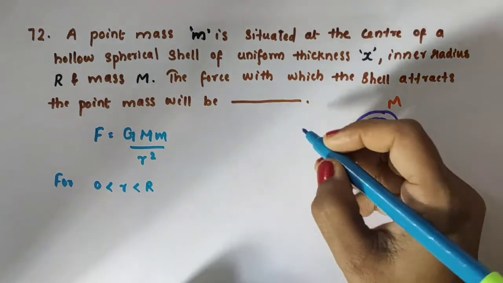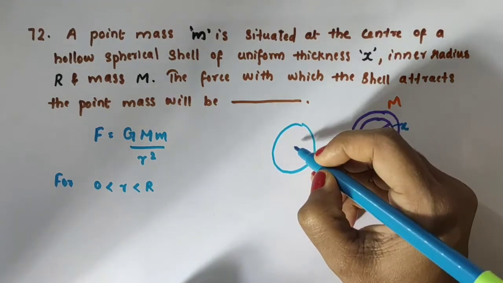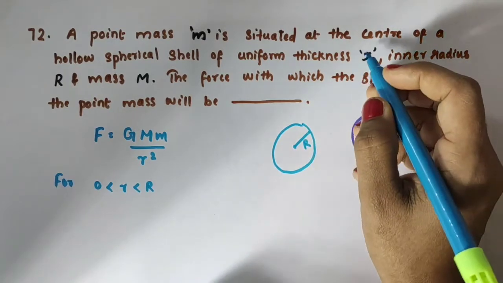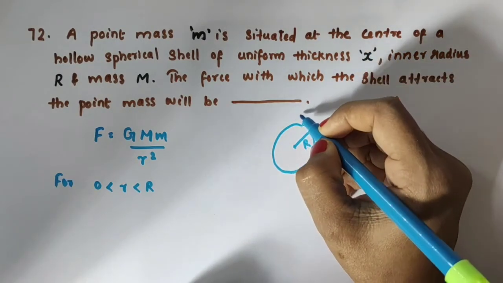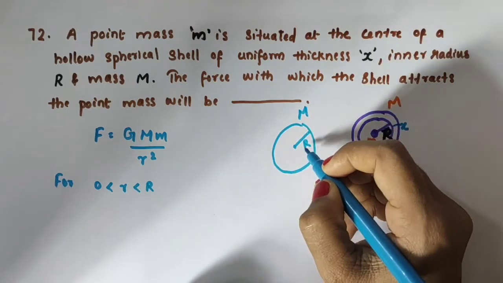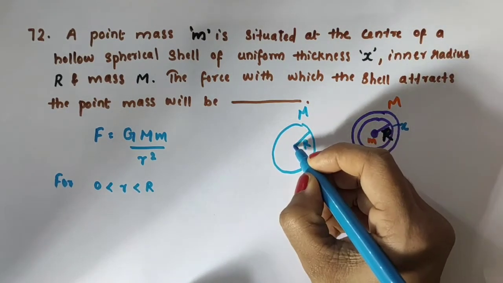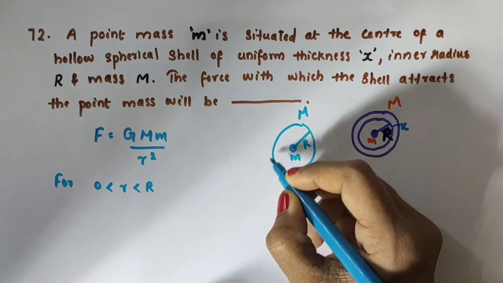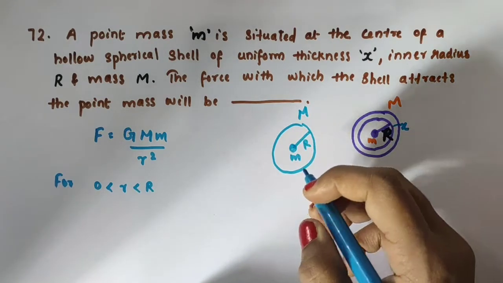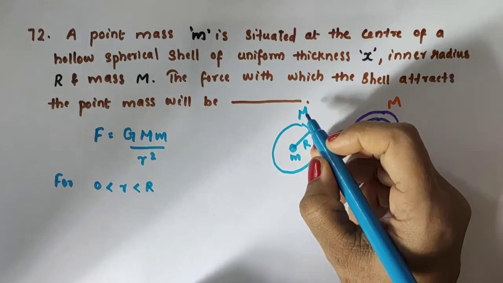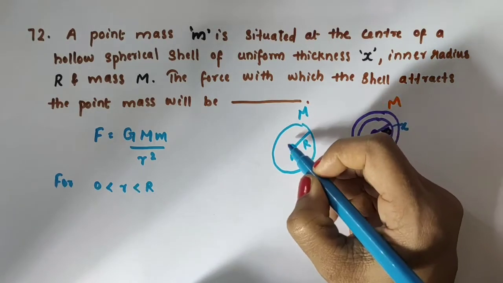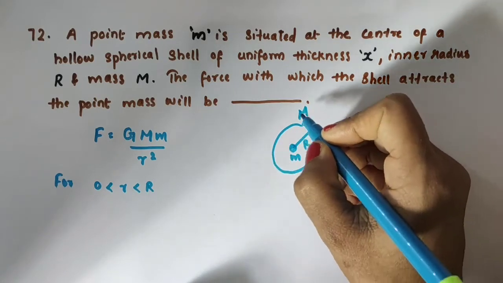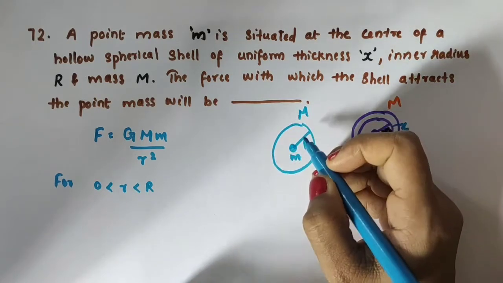That's the question. So consider a spherical shell. Its radius is capital R. Its thickness is given as small x. Then the mass of the spherical shell is given as capital M. Then a small point mass of mass small m is kept at the center of the spherical shell. We want to calculate the force with which the spherical shell attracts this point mass, that is, the gravitational force with which the spherical shell attracts this point mass.